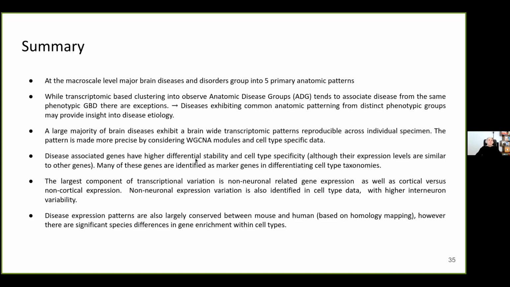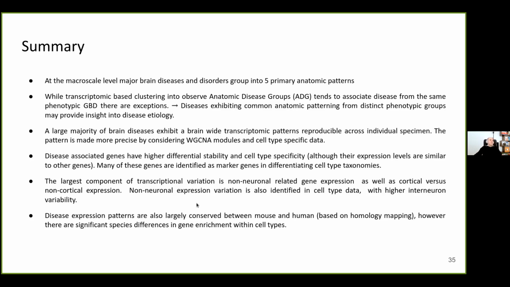Genes associated with brain diseases have both higher differential stability and cell type specificity, and we see a gradient of the specificity and stability when we go from neurodegenerative disorders toward psychiatric and movement disorders. The largest component of transcriptional variation was in non-neuronal and cortical regions. And non-neuronal expression variation is also identified in the cell type data, even though we focused on the cortical disorders. We also saw a higher variability in inhibitory and interneuronal cells.